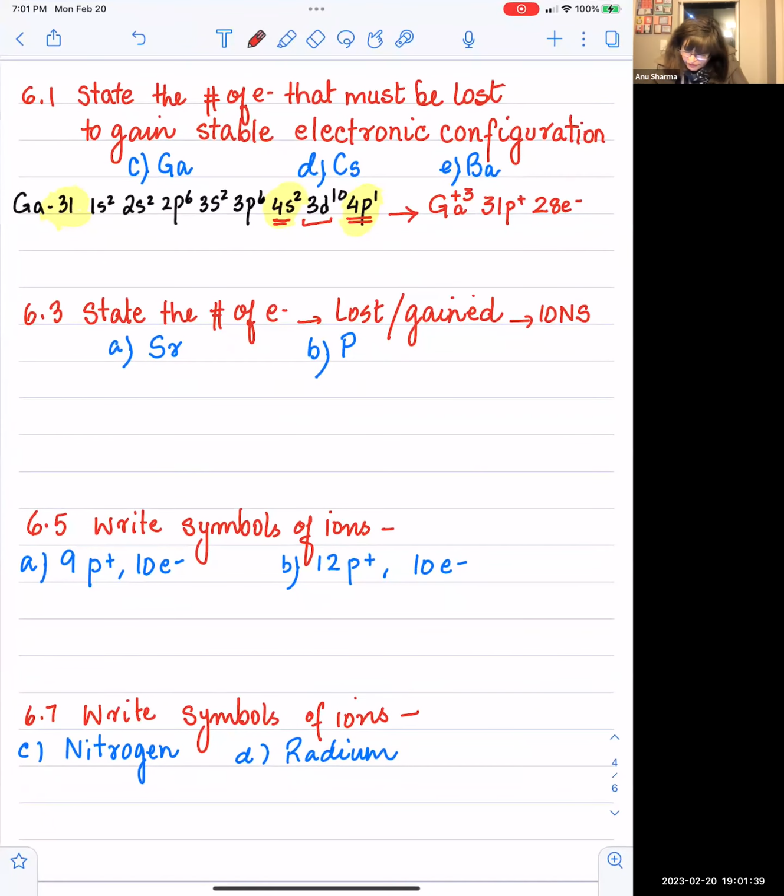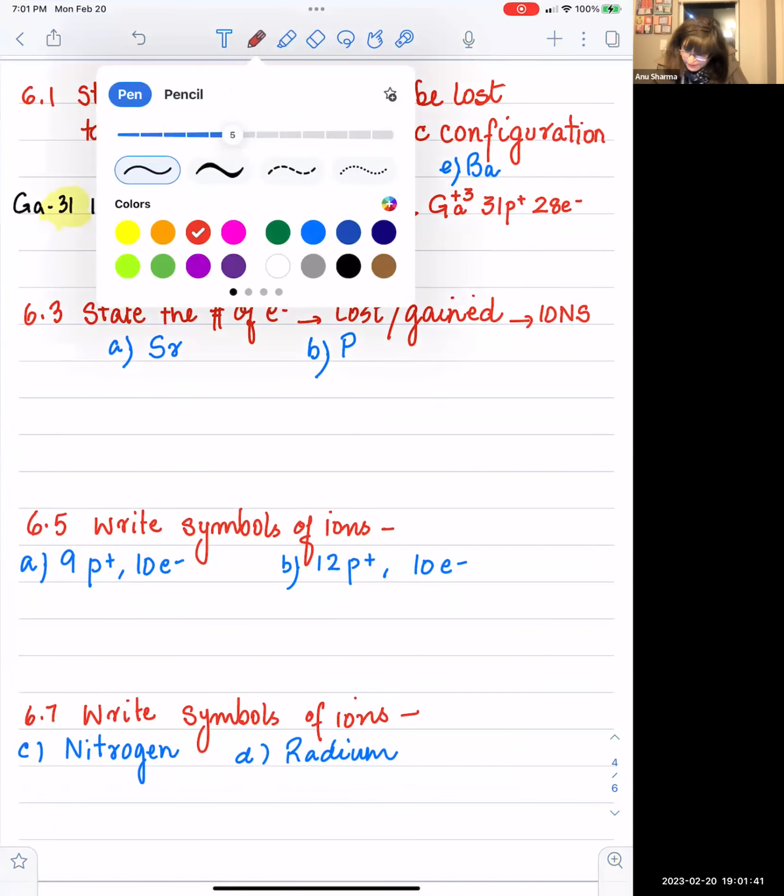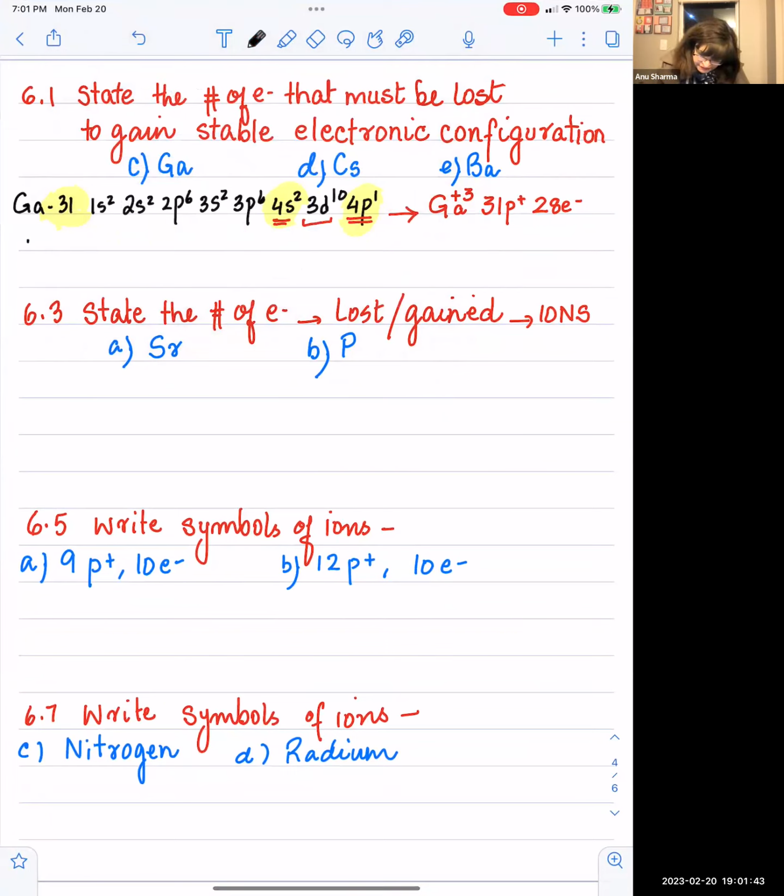So state the number of electrons that must be lost. In this case, cesium is in group 1A, and that is why it is going to form cesium with a +1 charge. It loses the 1 electron to form that. So just keep in mind that cesium has 1 valence electron and that one is lost.